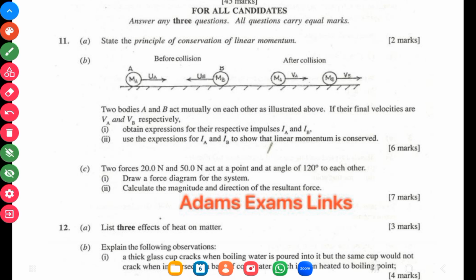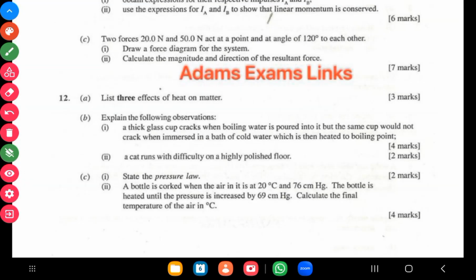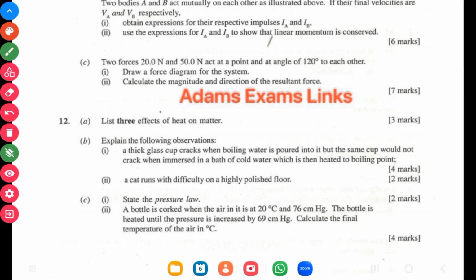This question has more to do with proving than even solving or calculating anything. Then the next is just 2 forces, 20 Newton and 15 Newton, acting on a point at an angle of 120 degrees to each other. Draw a force diagram and calculate the magnitude and direction of the resultant force. Then question 12 has to do with heat. List 3 effects of heat on matter. Then explain the following observations.